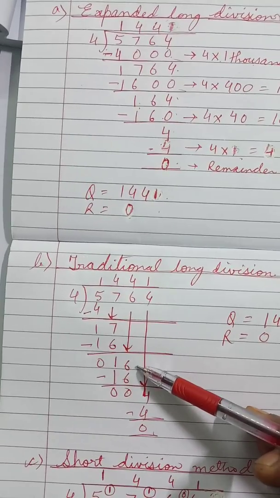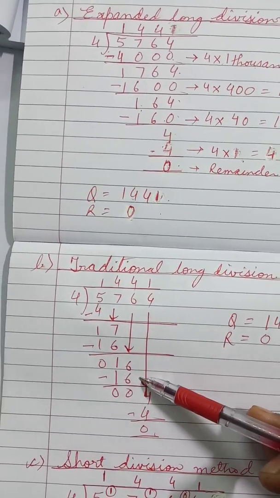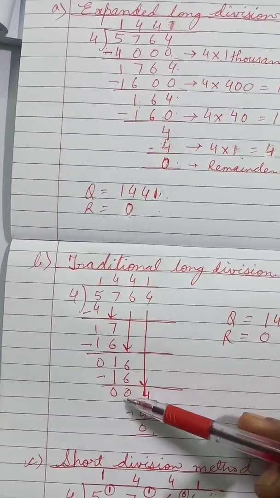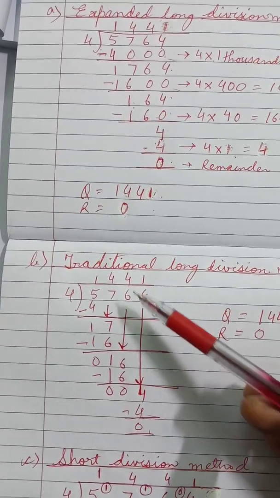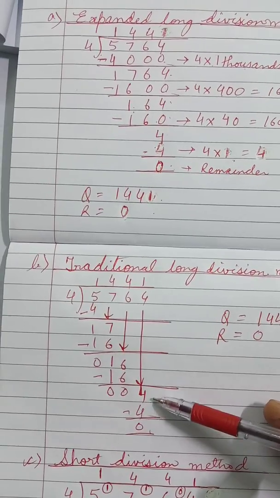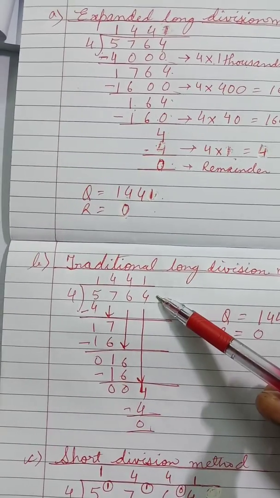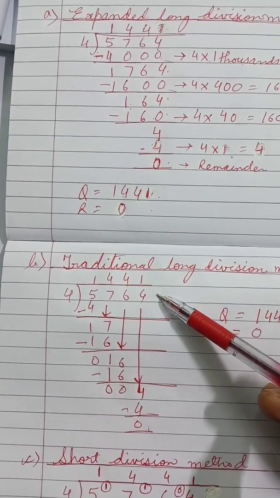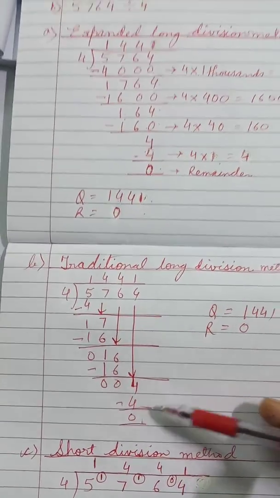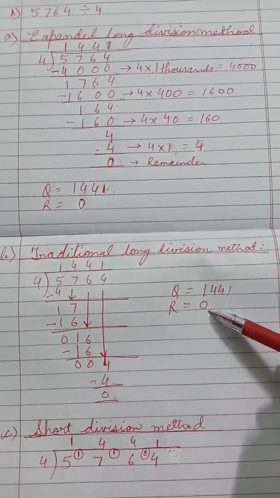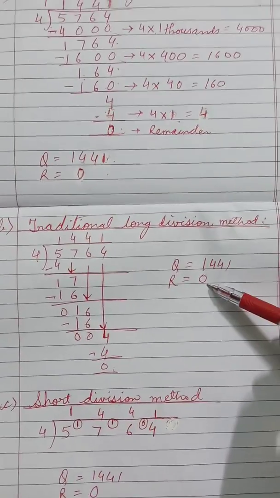Now you bring this digit 6 here. Now, children, in the table of 4 you have to get this 16. So 4 4s are 16. Subtract, we are getting 0. Now copy this 4, bring it down. Now 4 1s are 4. So here remainder is 0. Now no more digits, children. So here our quotient is 1441 and remainder is 0. So write here, children.